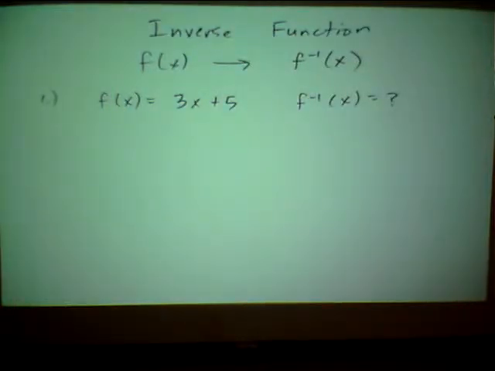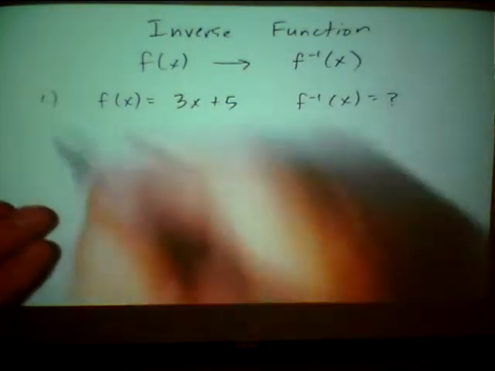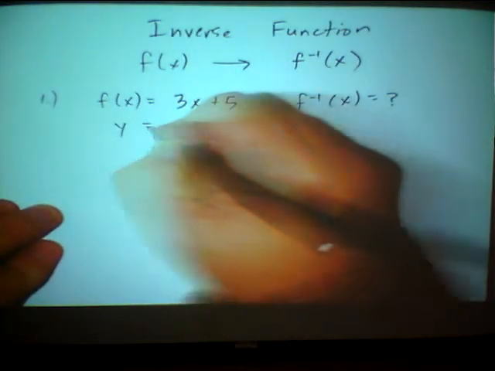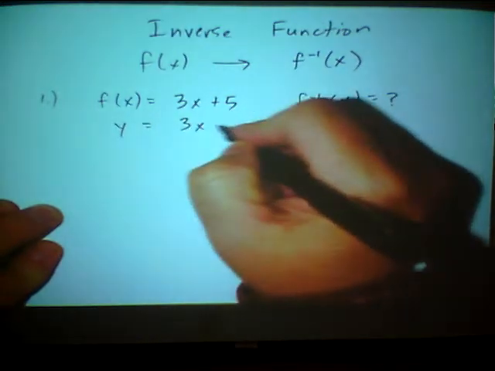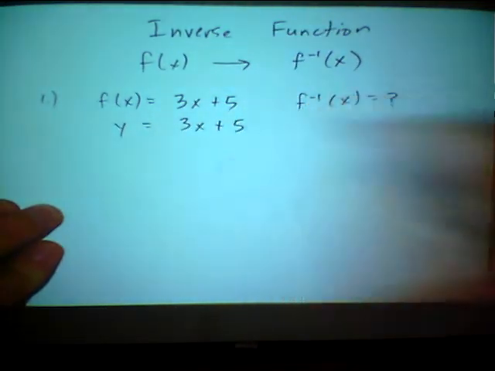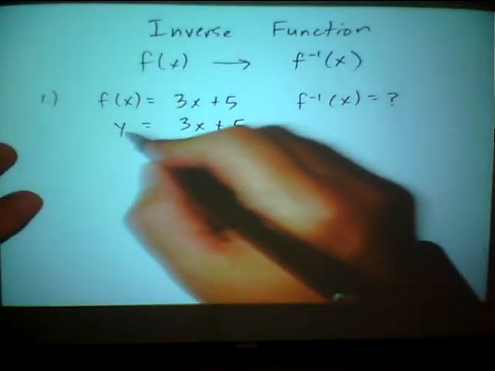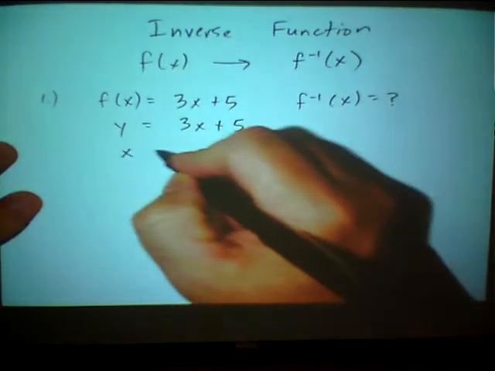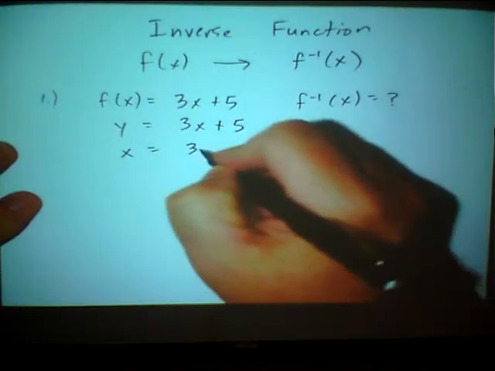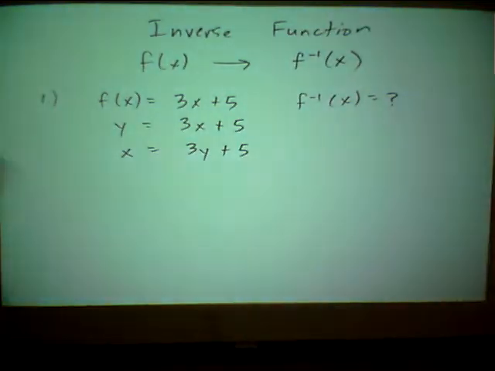First thing you do is you replace the f of x with y. We learned that f of x and y are interchangeable. So we want to now turn this into an equation with x and y. And the second step is you swap the x and the y's. So instead of y equals 3x plus 5, I'm going to write it as x equals 3y plus 5. And now I'm going to solve this equation for y, which means get y on one side by itself.